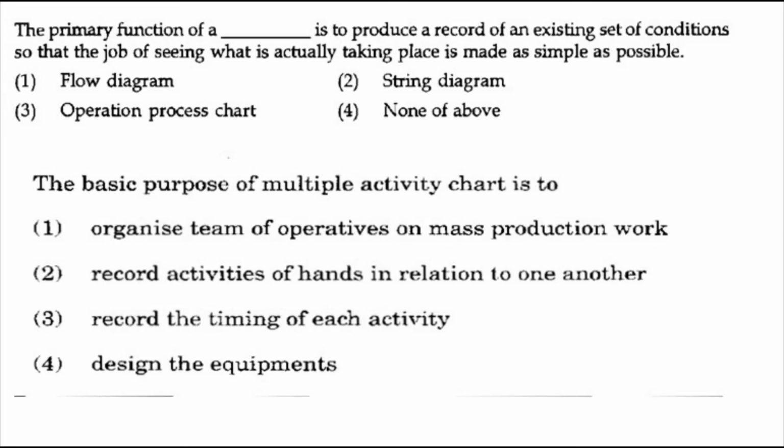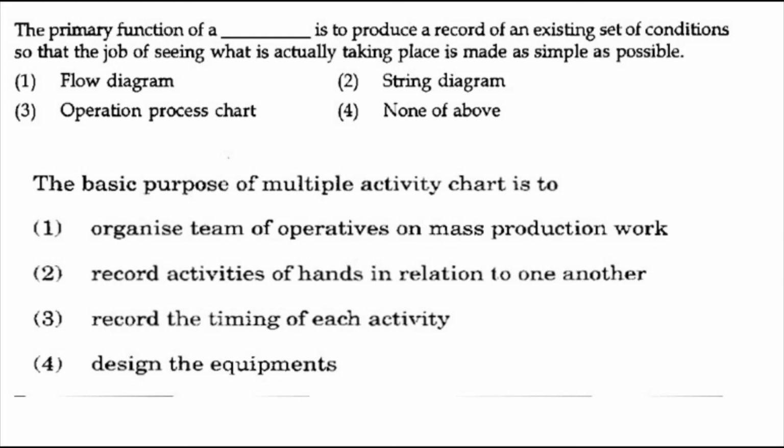Second is the basic purpose of multiple activity chart. So one thing you will have to understand, that multiple activity chart is also known as man machine chart. And in case of man machine chart, basically two conditions are there. Maybe one worker is working on multiple setups or multiple machines, or a group of workers or laborers are working on a single job. So they are working on a single task in a group. So there may be a number of machines or number of workers, and those activities are described in the multiple activity chart or man machine chart.